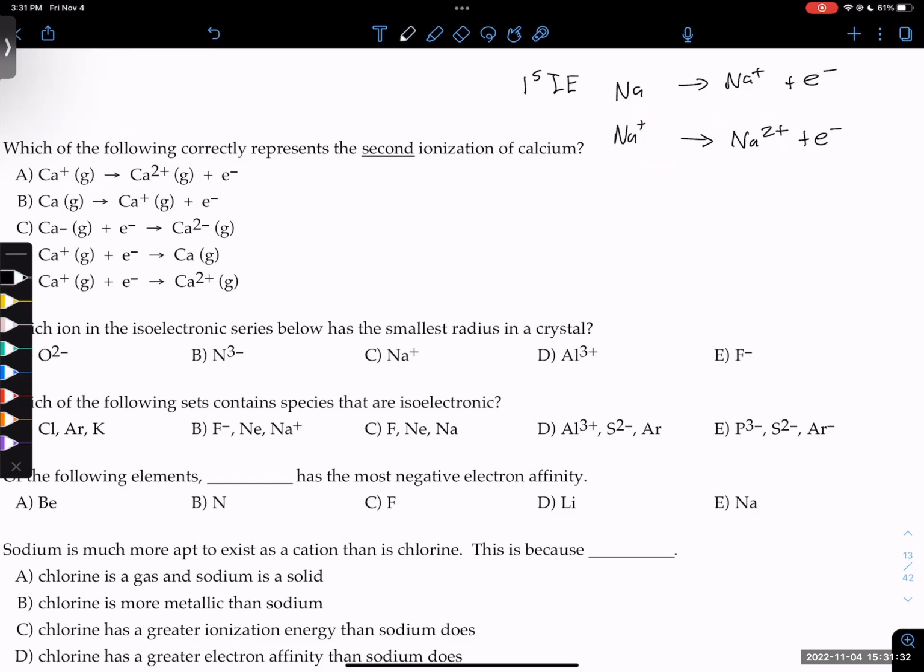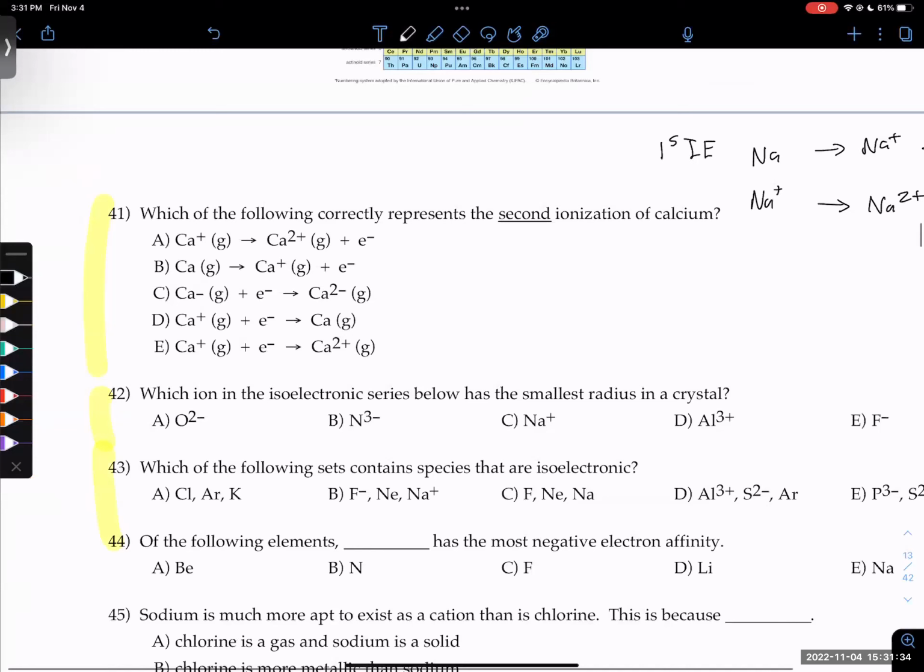So the answer in this case would be E, right? Because it's going from Ca plus to Ca2 plus. Well, which side should the electron be on if we're losing the electron? Oh, I see. It's probably A. Correct, yes. Does that make sense though? Yeah, that does. Okay, perfect.